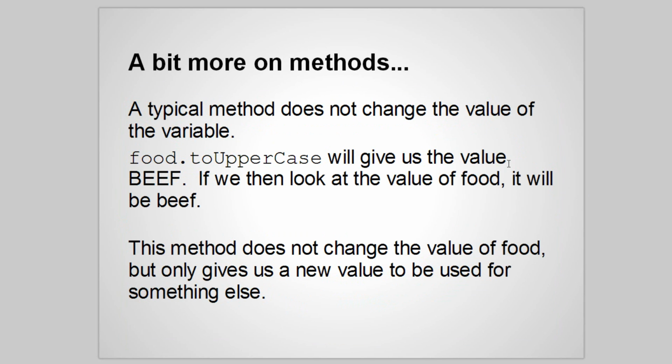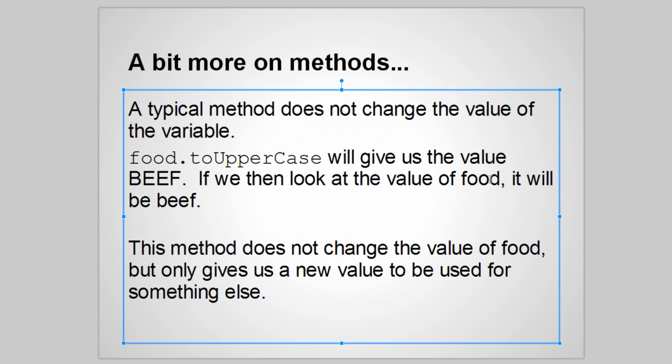So if we want to learn a bit more about methods, a typical method does not change the value of the variable. It just gives us a new value. So food.toUpperCase() will give us the value BEEF. If we then look at the value of food, it will still be beef in lowercase. As you can see, there's a difference here. This is uppercase, this is lowercase. toUpperCase() is going to give us the value BEEF in all capital letters, but it's not going to change the original value of the variable.